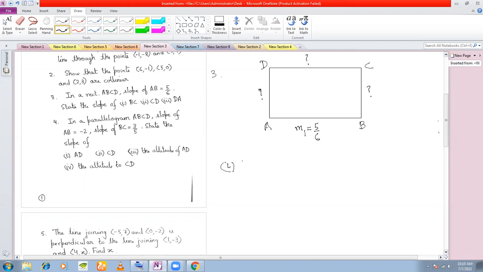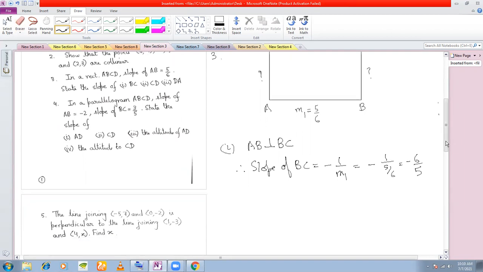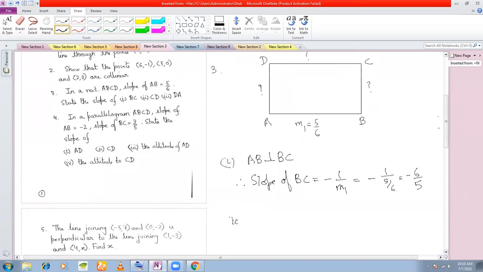Okay, let us solve the first one. Slope of BC. Now, what do you see here? AB is perpendicular to BC, right? So therefore, what should be the slope of BC? The negative reciprocal, right? Slope of BC is equal to minus 1 by M1, which is equal to minus 1 by 5 by 6. That is the negative reciprocal, minus 6 by 5, right? So this is the slope of BC.